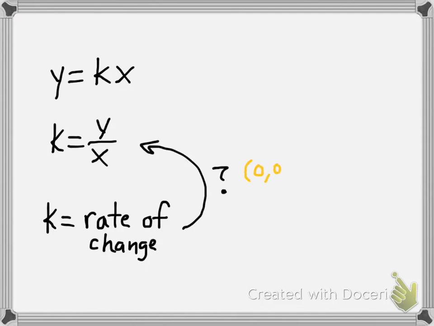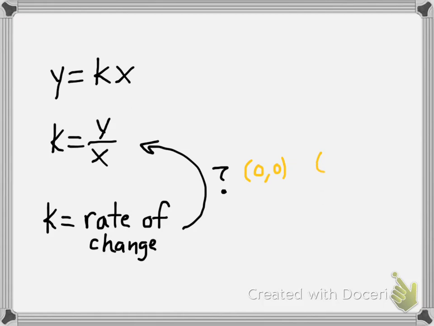Now, yesterday we said that k was the rate of change. Well, how is y over x the same as rate of change? Well, let's think about any direct variation graph. What is one point that is always on every direct variation graph? Yeah, that's the origin, point (0, 0), because that's on every direct variation, otherwise it's not direct variation.